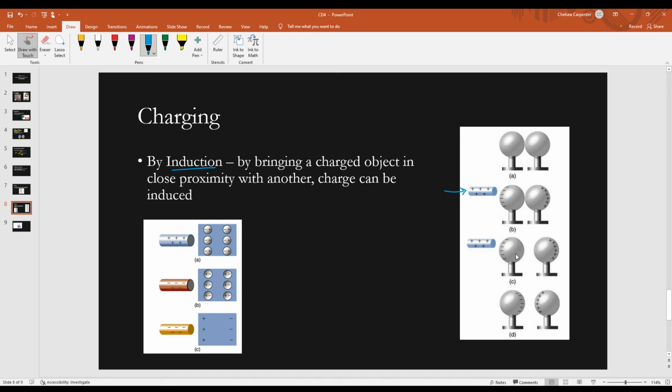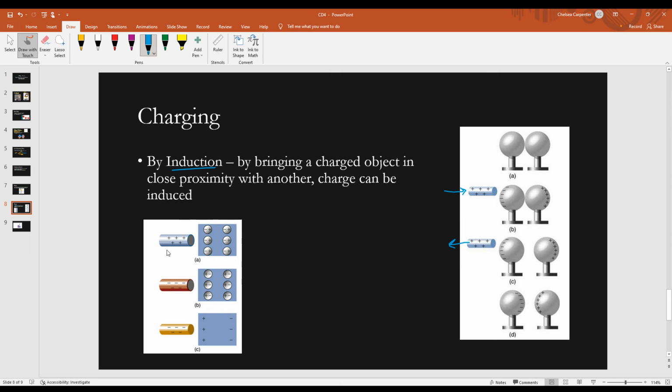If we then separate these two objects and then remove that charged rod, what happens is now the object on the left has a net negative charge and the object on the right has a net positive charge. So we have charged these two objects by induction. We never even touched the objects with this charged rod.